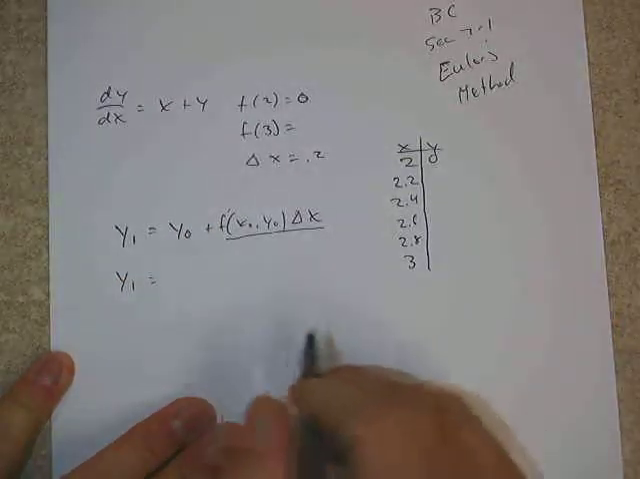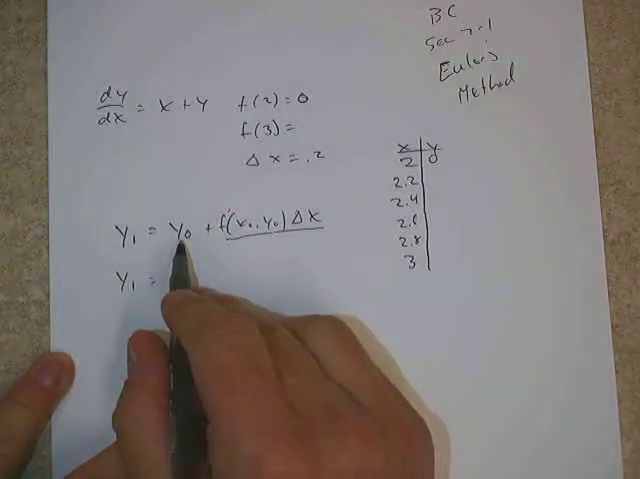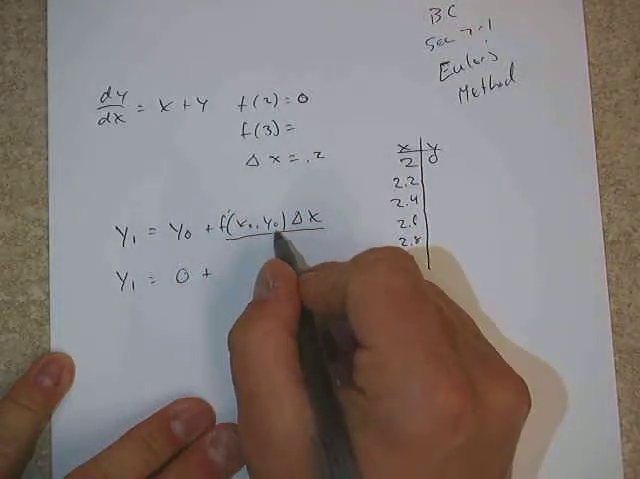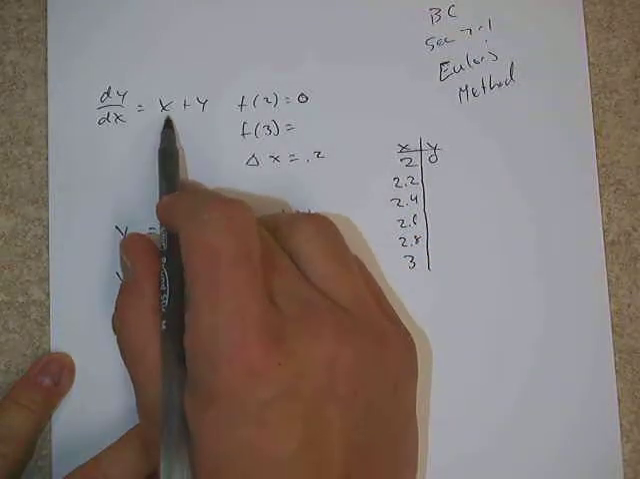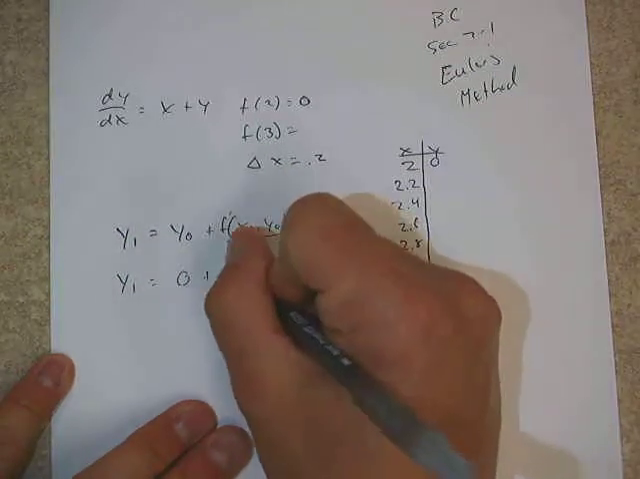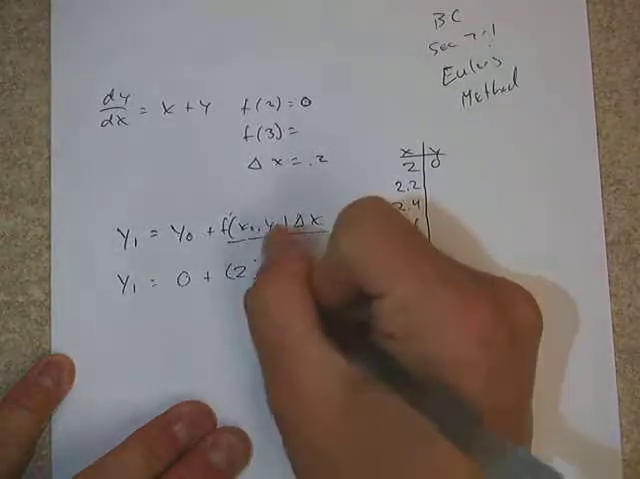So the mechanics of it are this. We're going to go with y sub 0, which is our initial y value, and that's 0. So we're going to have 0 for this time. We're going to have the derivative at our initial point, and the derivative at our initial point is going to be at (2, 0), because our derivative is x plus y. So that means that part's going to be 2, because it's 2 plus 0.